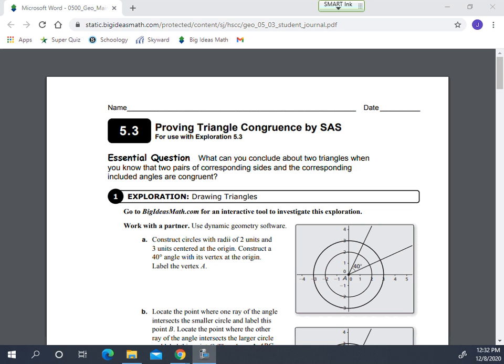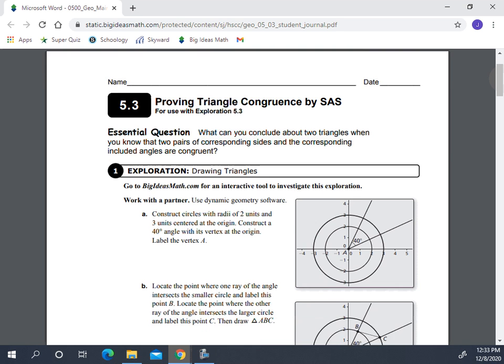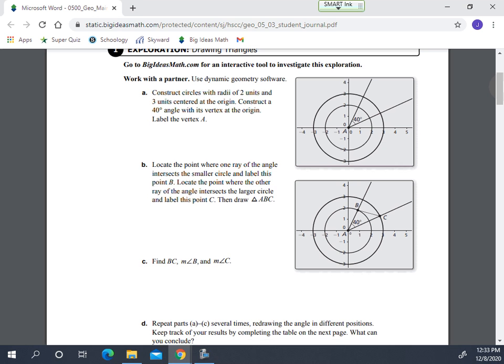Okay, 5.3. We are proving triangle congruence by SAS. SAS stands for side, angle, side. Okay? Let's get started with this lesson. I'm excited. All right, here we go.